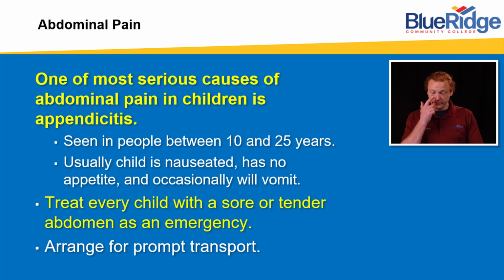One of the most serious causes of abdominal pain in children is appendicitis. Appendicitis is often seen in people who are between 10 and 25 years of age. It is a cramping pain in the belly button area, moving to the lower right quadrant of the abdomen, becoming steady and more severe. Usually a child is nauseated and has no appetite and occasionally will vomit. Treat every child with a sore or tender abdomen as an emergency and arrange for transport.